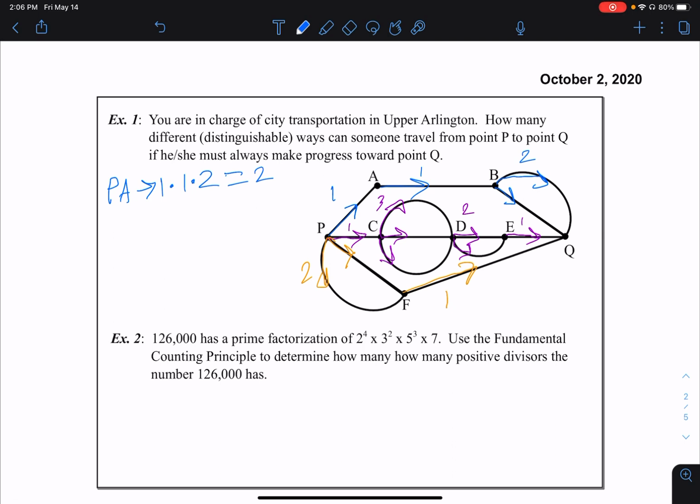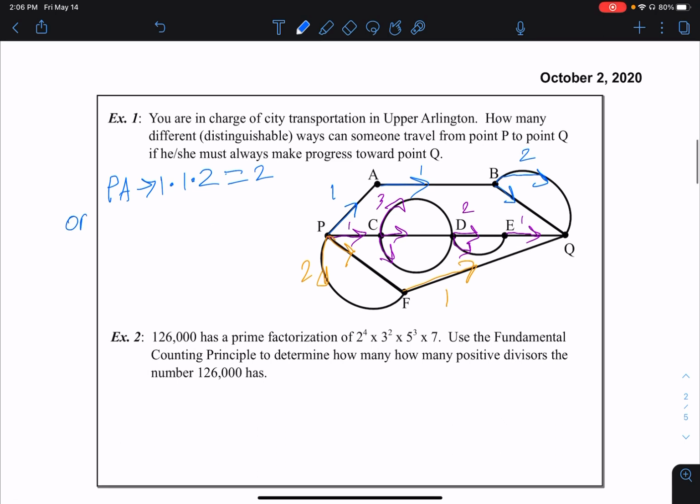Now we have or, because or means plus. We have or PC way right here. And our first is just one option. Then we have 3 different options. Then 2 different options. And then back to 1 option. And that equals 6. So we're adding these.